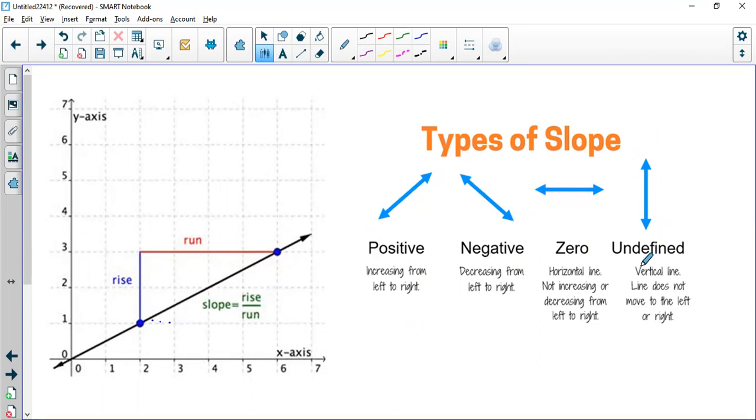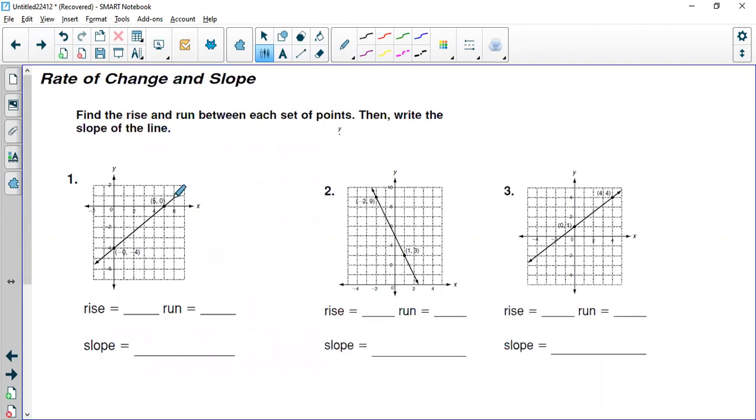And if it was a vertical line, we say the slope for this line is going to be undefined, because the line does not move to the left or to the right. It just keeps going up or down. That's all. So these are the 4 types of slopes: positive, negative, 0, and undefined. And then the formula for this particular lesson we are going to use is going to be rise over run. Right. So now let's get started with the questions here.